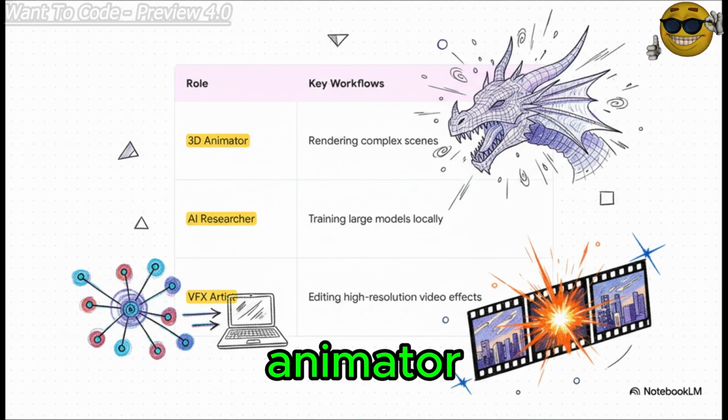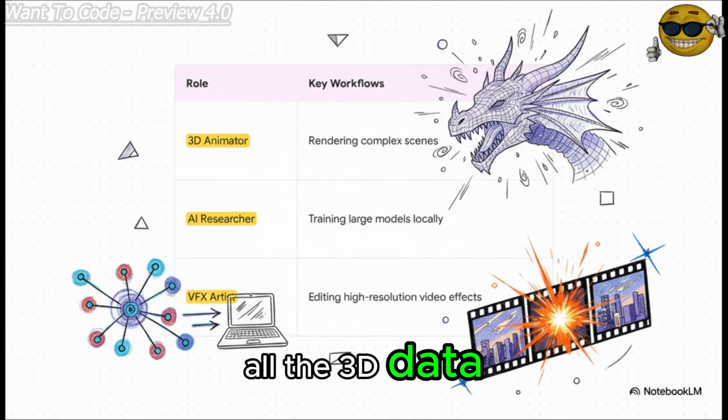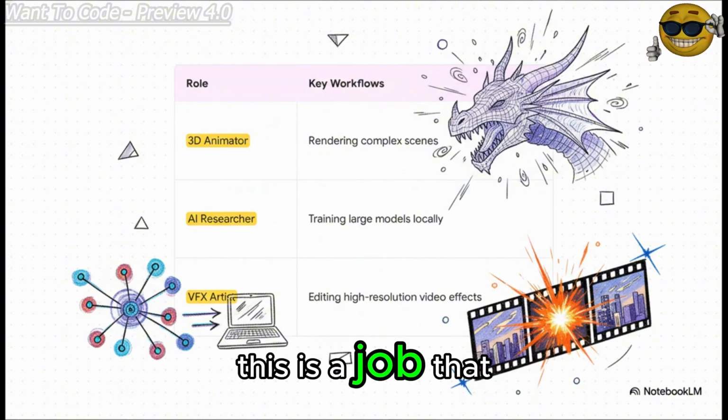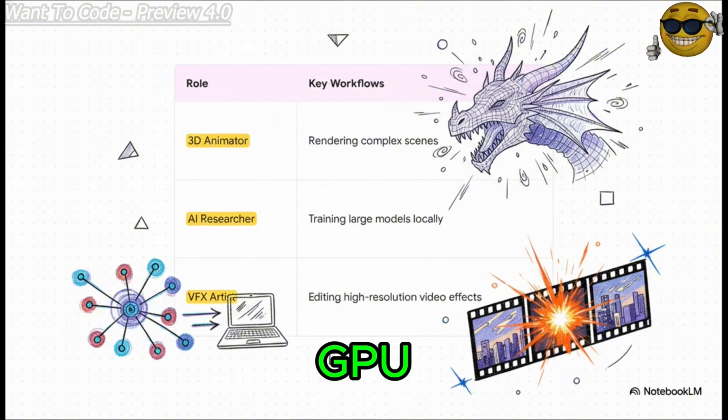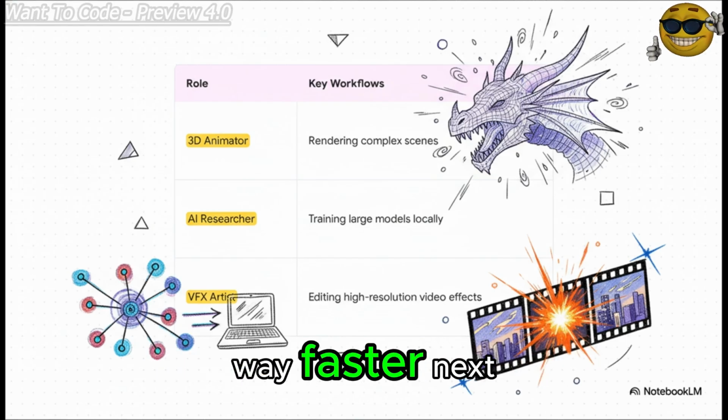Let's start with a 3D animator rendering a photorealistic scene for a movie. The act of rendering is literally creating the final image from all the 3D data, the lights, the textures. This is a job that falls almost entirely on the GPU, our arts department. More artists means the final image gets created way, way faster.